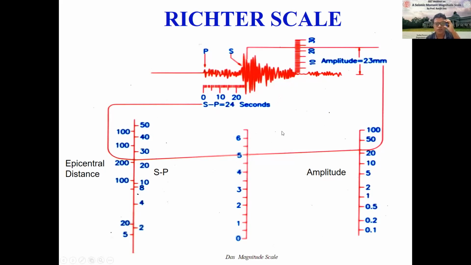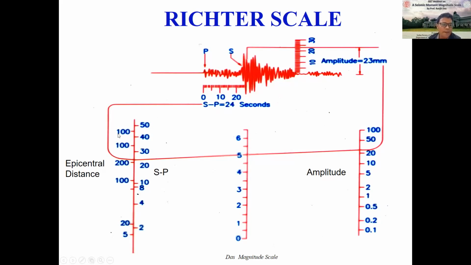So within the 24 seconds, we find this is the time gap. And what is the maximum amplitude? We see the maximum amplitude of the signal is 23 mm. So then this is the graph given by Richter. This is the amplitude of the earthquake signal, and this is 23.